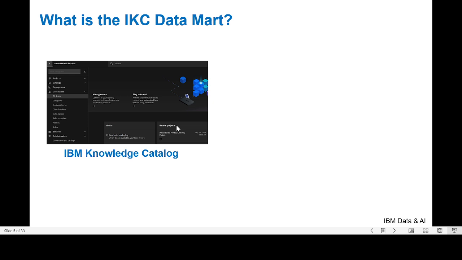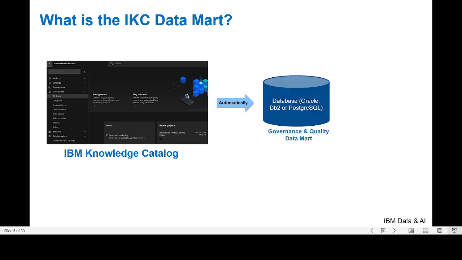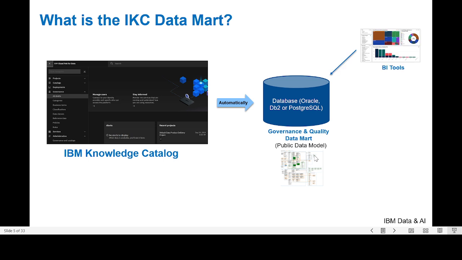And if you set it up in an easy way, the product can automatically publish all the metadata in an external database, which can be DB2, Postgres or Oracle, with all the governance and quality information in a public data model. So the tool will automatically create the tables. You have to tell it which DB2 or Oracle you want to use, and it will populate the information so you can later consume it with any BI tool, Cognos Analytics or other tools.